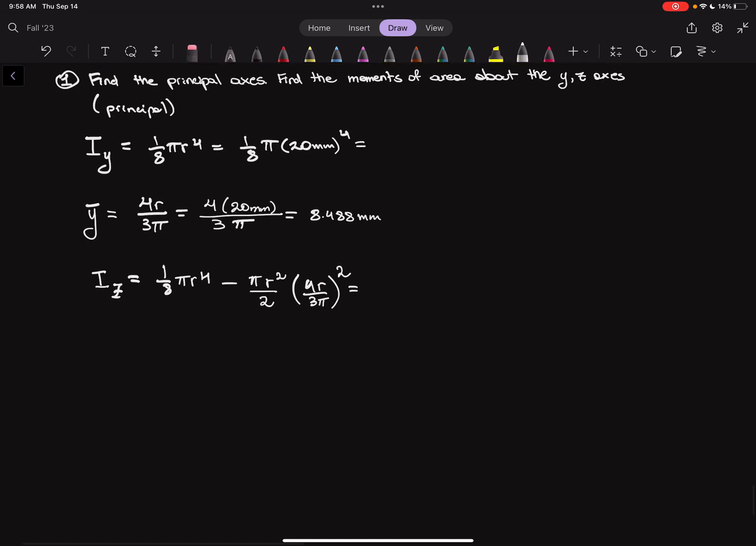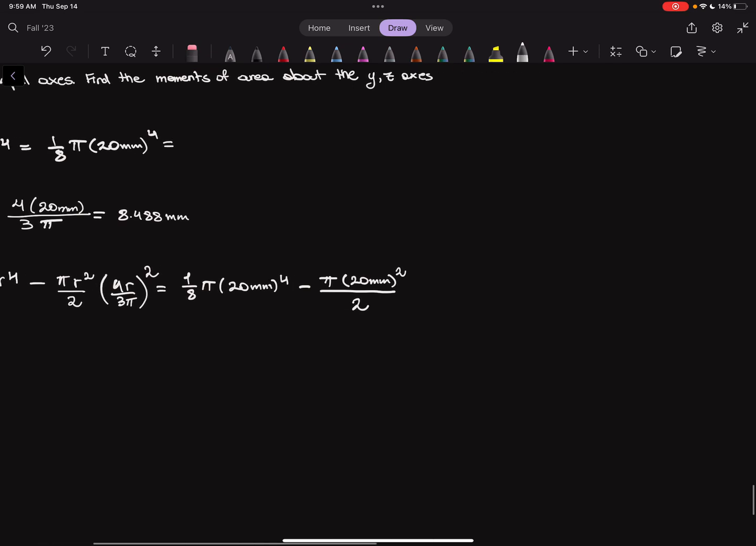Now, let's think about what we're going to do over here. Well, here we're going to have 1/8 pi times 20 millimeters to the fourth, minus pi times another 20 millimeters, no, that's squared, that's the area, divided by 2, remember that's a semicircle, multiplied by what we just found, squared. So let's plug that in. We could do some algebra and make it simpler, but let's just plug that in.